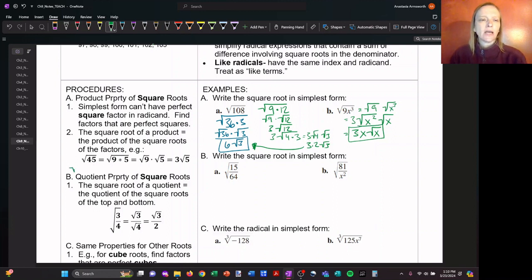So it is important to realize that the square root of a square number, so the square root of x squared, is just going to be x. The square root and the squaring processes undo each other.